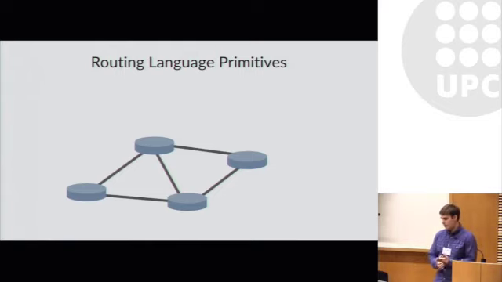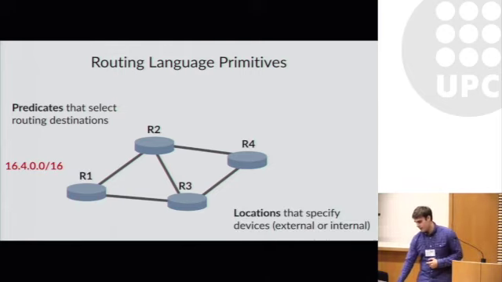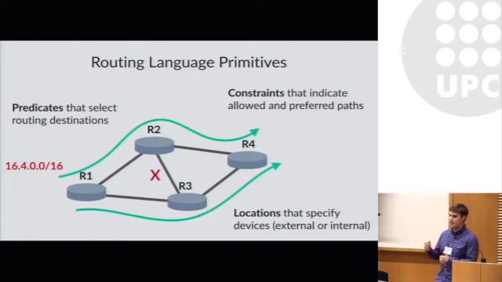Okay, so the next thing we need is a way to describe the routing policy of the network. And so our language for describing routing policy needs a couple of things. So we need a way to talk about what kinds of traffic we're interested in, which we use predicates for. We need a way to describe locations in the network and a way to talk about constraints that indicate which paths you want to allow, disallow, or prefer in the network.